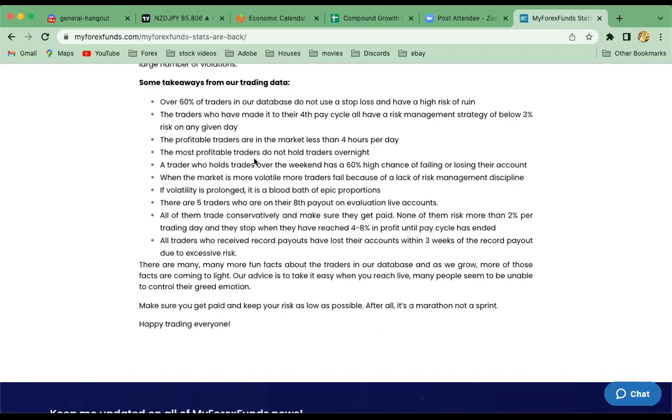The most profitable traders do not hold trades overnight. Again, that's circumstantial, because I've seen people even in FTMO challenges that swing trade and they've still made 50K payouts. But of course, you're going to make a lot of money in these prop accounts if you're scalping, because you're going to be scalping with low risk, but high reward.